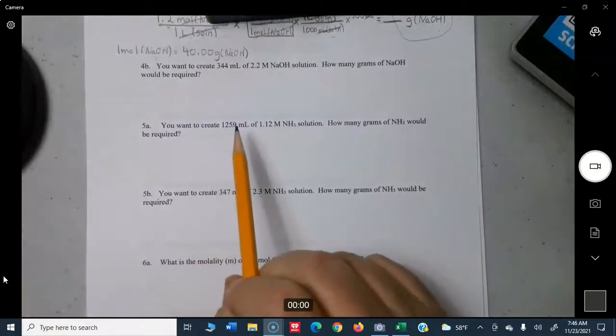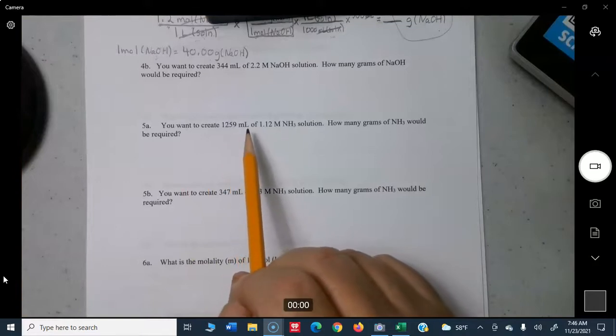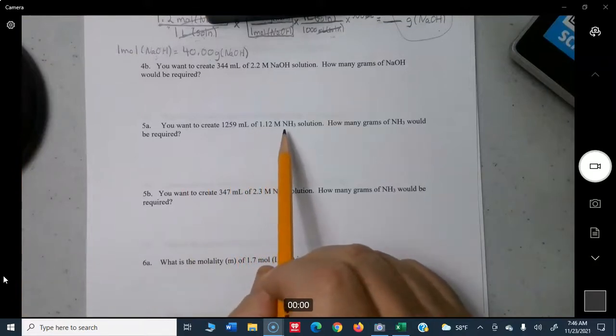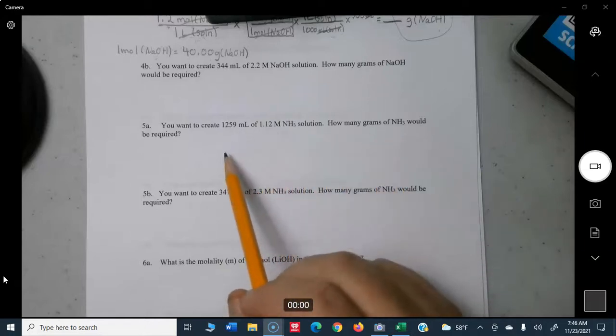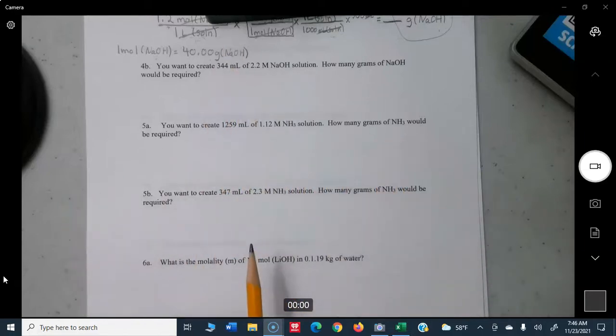All right, you want to create 1,259 milliliters of a 1.2 molar NH3 solution. How many grams of NH3? Very similar to the last problem. In fact, identical to the last problem. But again, this is the kind of problem you might have in an actual lab situation. You've got to figure out how many grams of NH3, ammonia, to get out of the container in order to make this volume of the solution at this concentration.